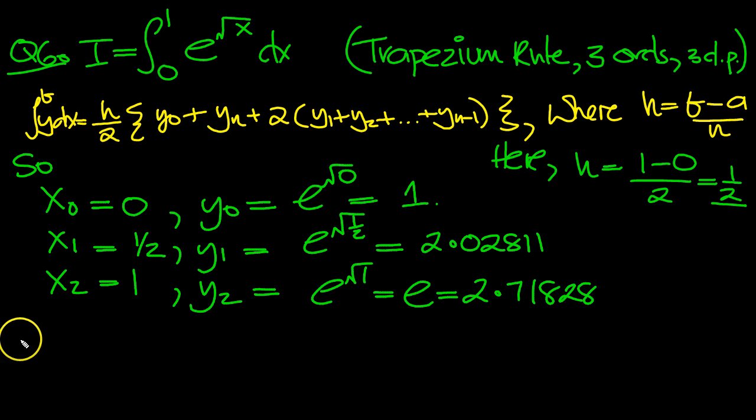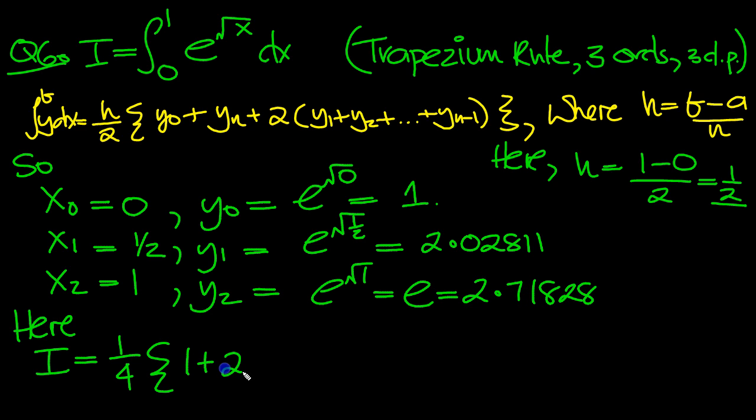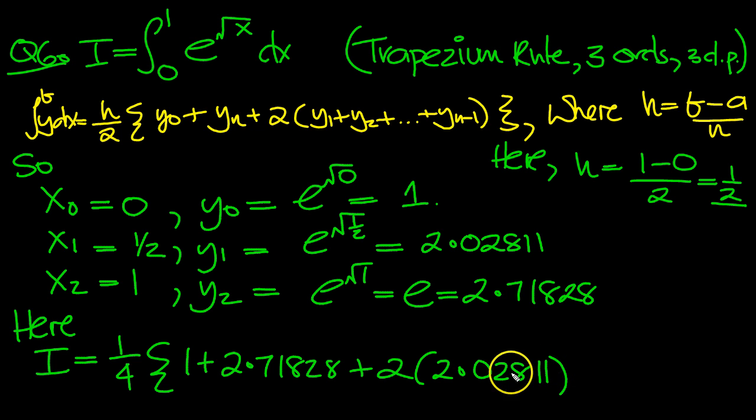Let's put them in the formula. So here we see that I is equal to h over 2. h is a half. Half over 2 is a quarter, so we can write that down straight away. The first and the last added together, so y0 plus this, we can add them straight away: 1 plus 2.71828. I'll write them out long-windedly. 2 times all the middle terms, there's only one middle term here, 2 times the middle term, and here's the only middle term to put in, 2.02811, and then close that bracket and then close the brace at the end.